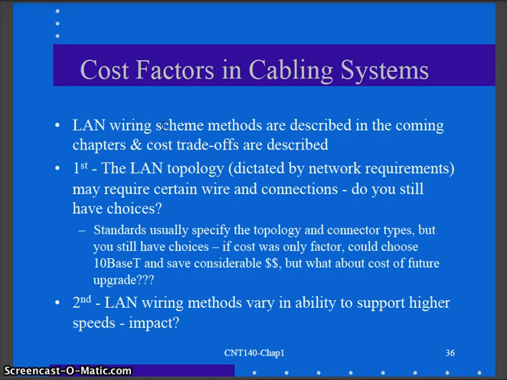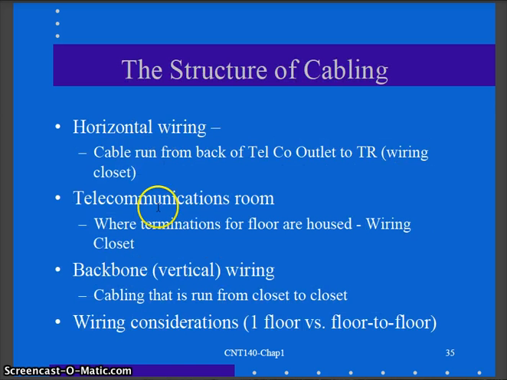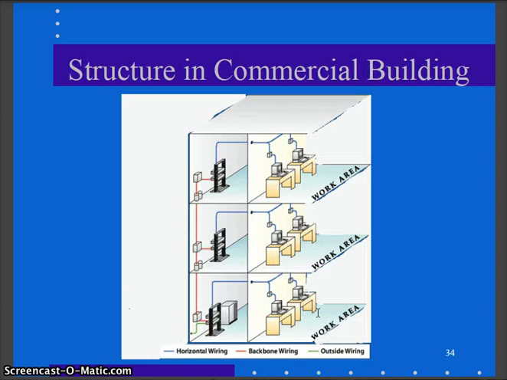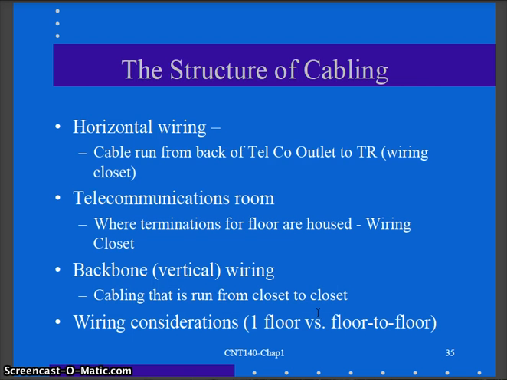There are different ways to deal with this, and wiring considerations first: one floor versus floor to floor, as we showed you here. Multi-floors, we're going to go right on top of each other. So there's my basic structure of my cabling for a commercial building. Like I said, this looks different than what you have for home, but when you're dealing with thousands of connections, this is a way to distribute it and organize it for just those reasons: organizing, troubleshooting, that sort of thing.